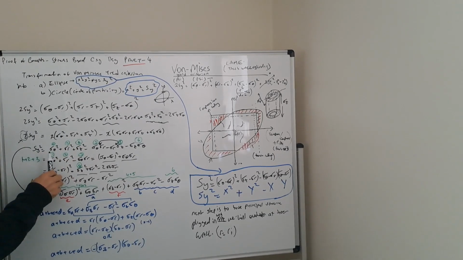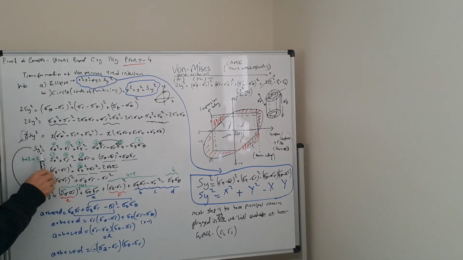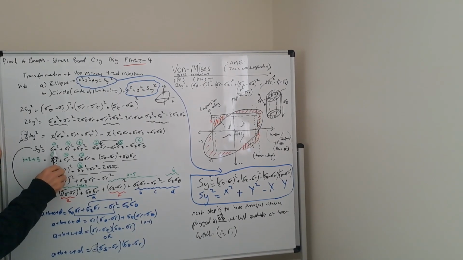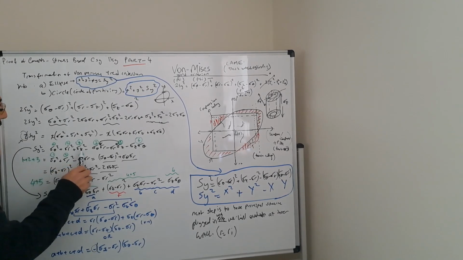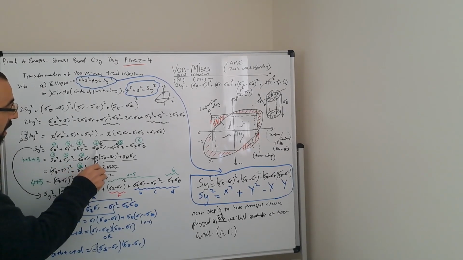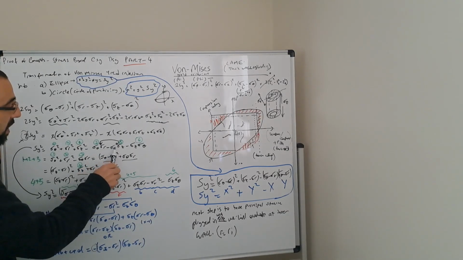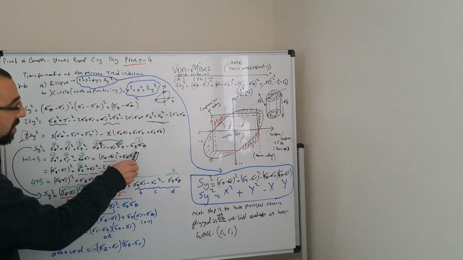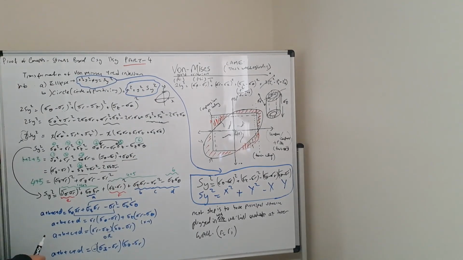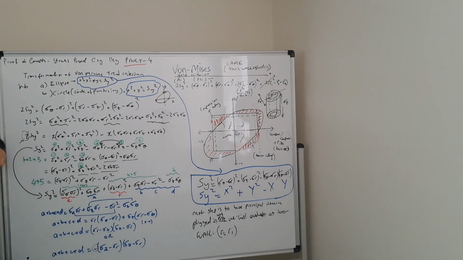So we will end up with yield strength square being equal to tangential stress square plus radial stress square plus the axial stress square minus the multiplication of the tangential and the radial, and the axial and the tangential stresses. So here let's pause for a moment.